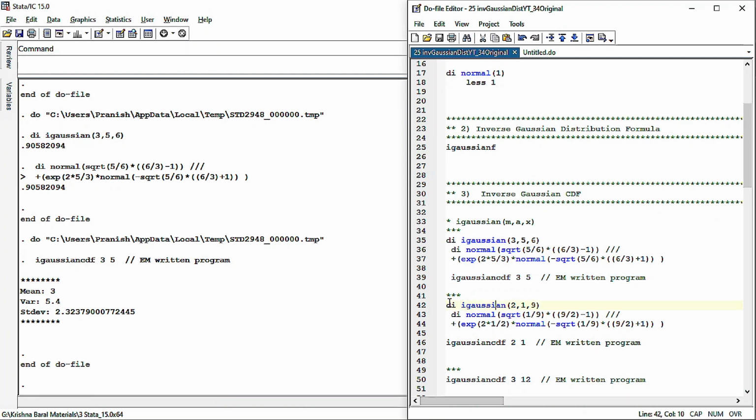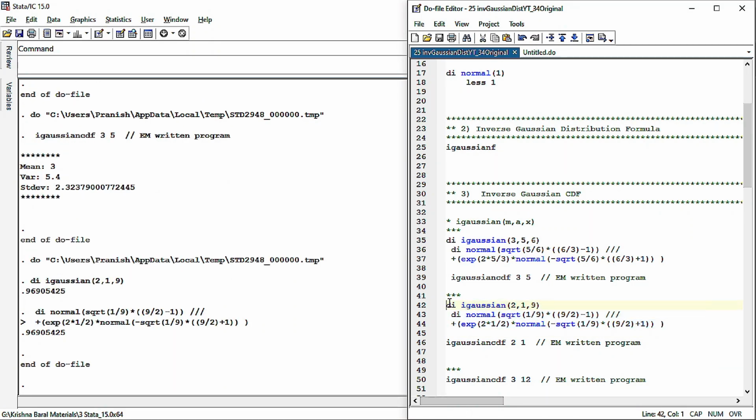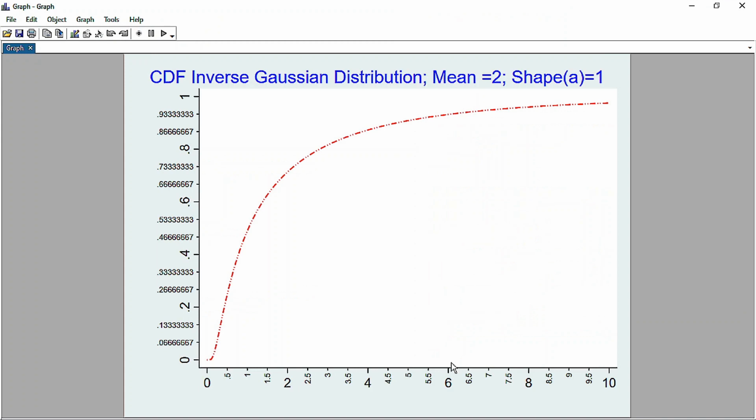Now let us change our mean parameter to be 2 and our shape parameter to be 1, and for x less than or equal to 9, what is the probability we are going to get by both formulas? Let us say it is 96.9%, and let us check it in the CDF graph as well. 9 or less, 96, somewhere over here.